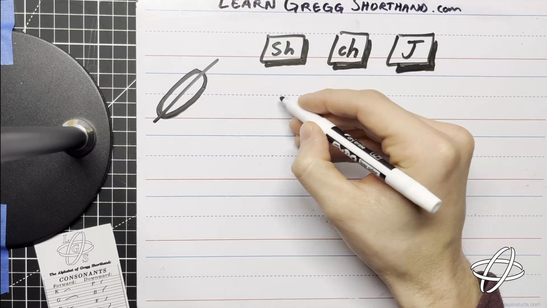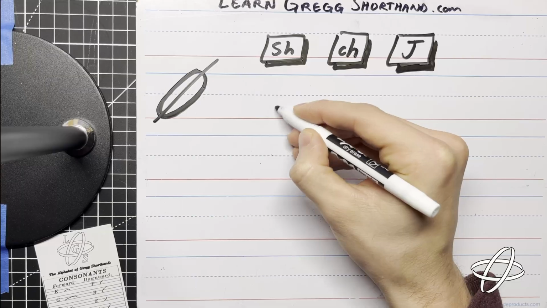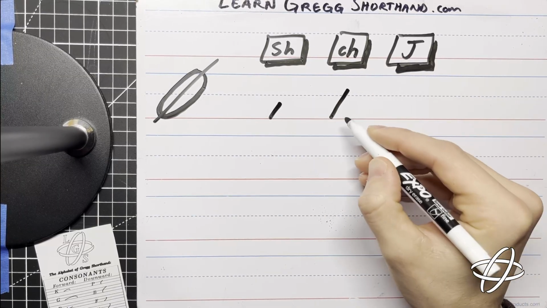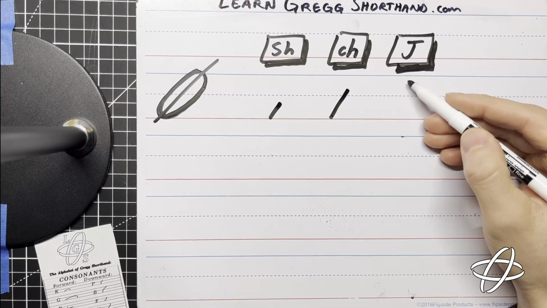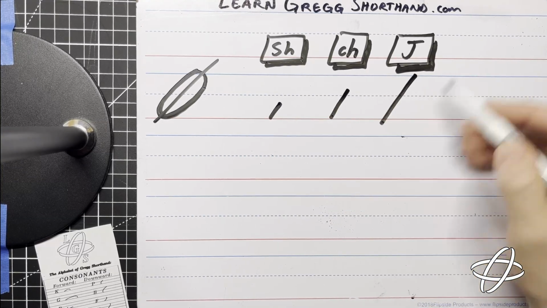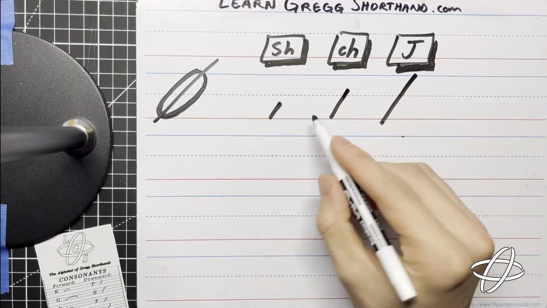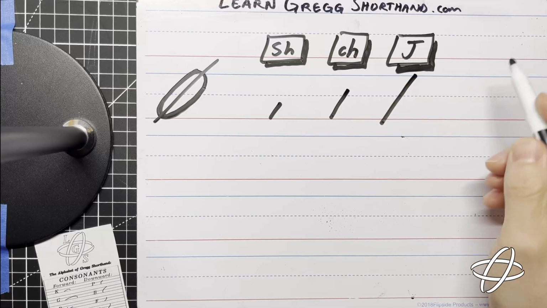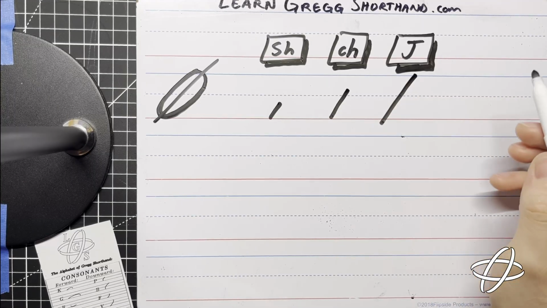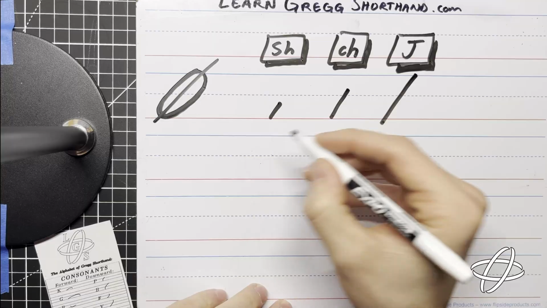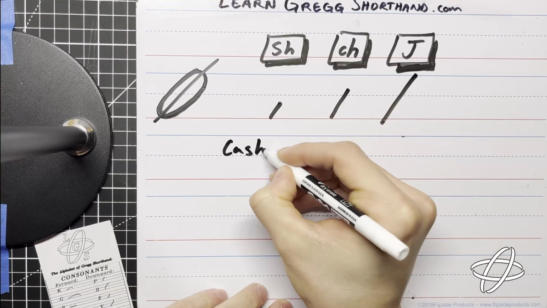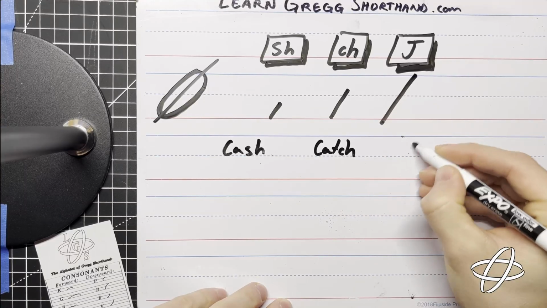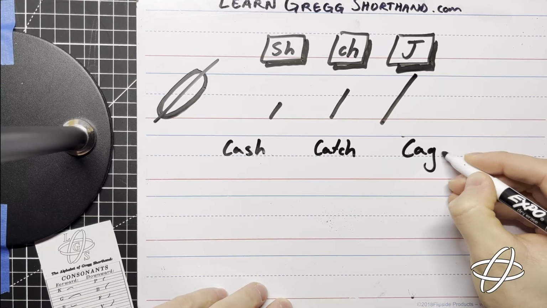So to demark these, a sh sound is just a short dash, a che sound is a dash that's a little bit longer, and then a j sound is an even bigger dash. So again, you'll notice the proportions, the ish being the smallest, the j being the largest because of the length of the sound. So we take as an example, let's take the word cash, catch, and cage.